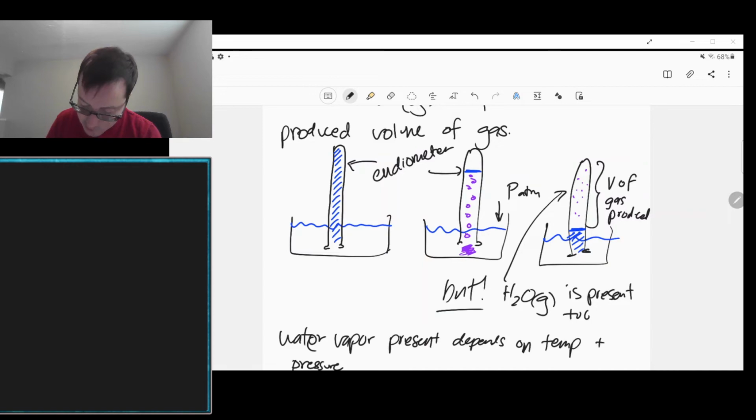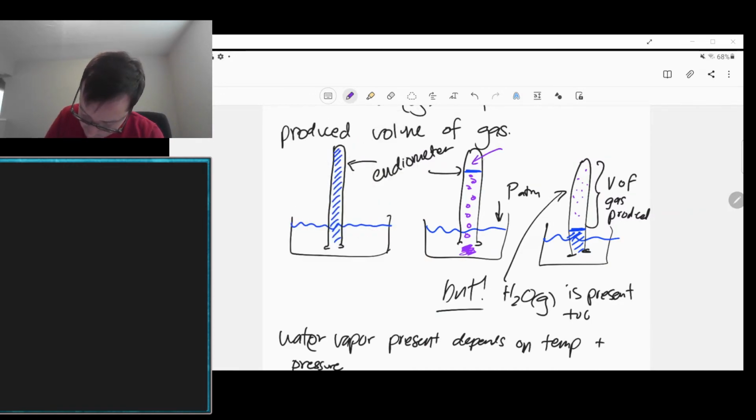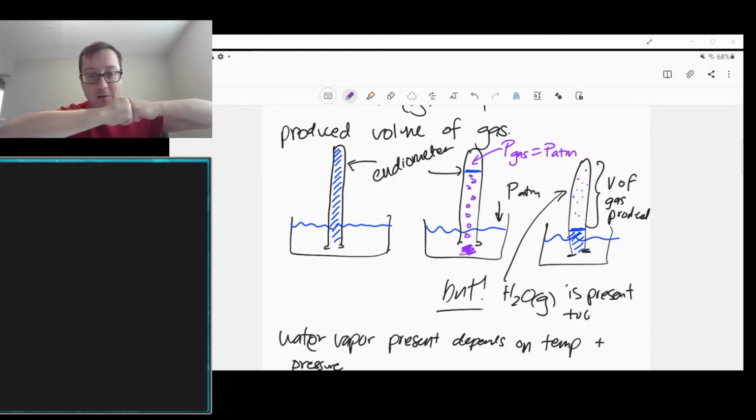The pressure of the atmosphere is pushing up. We have the pressure of the gas pushing down, and that's equal to the atmospheric pressure. Right? Otherwise, we would end up pushing more water out. If they're both pushing equally, the water doesn't move. If I'm pushing my hands together equally, my hands don't move. But if one of them is stronger than the other, then it's going to move things along, right?